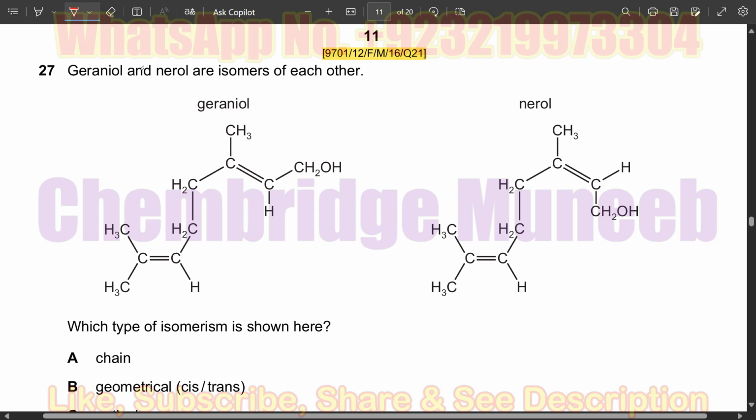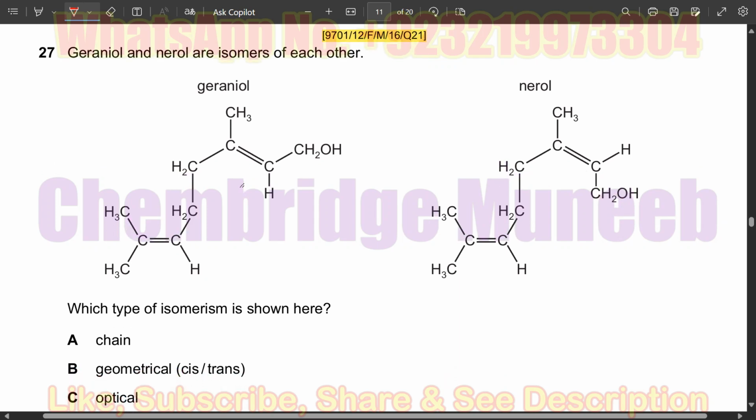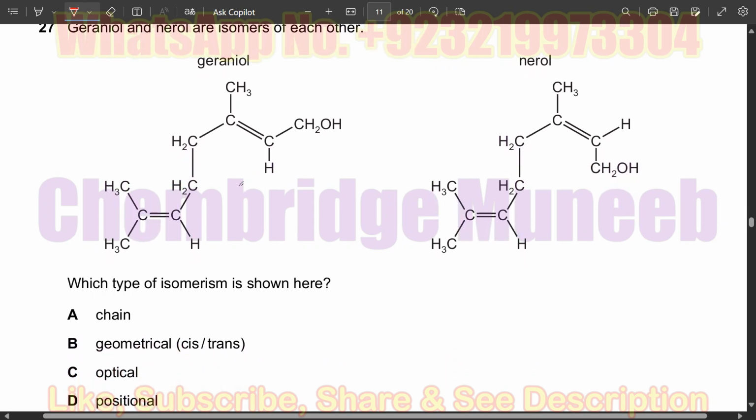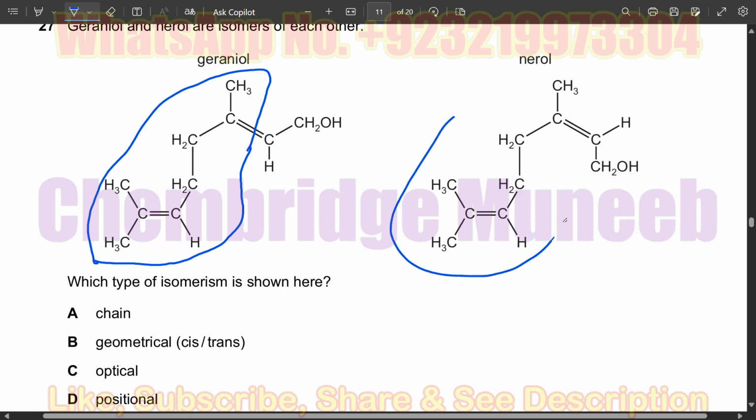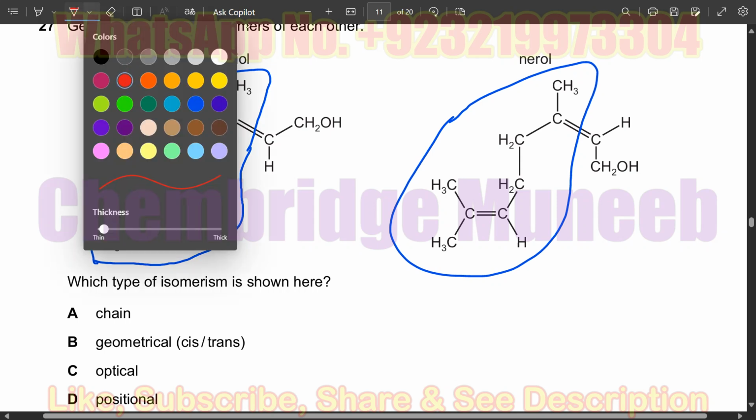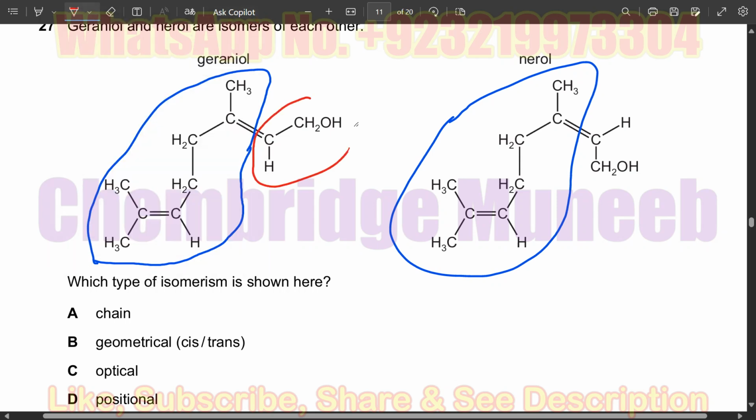Geraniol and nerol are isomers of each other, and we have to tell what kind of isomer exists between them. Looking carefully at both structures, we can see that this part is similar in both of them, and this portion is also similar in both of them. However, the other part is different. This portion and this portion are different in both of them.